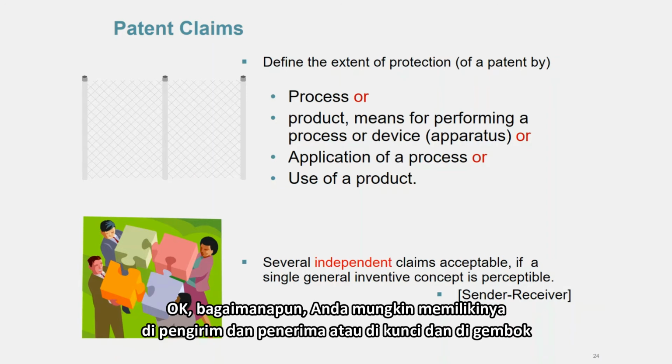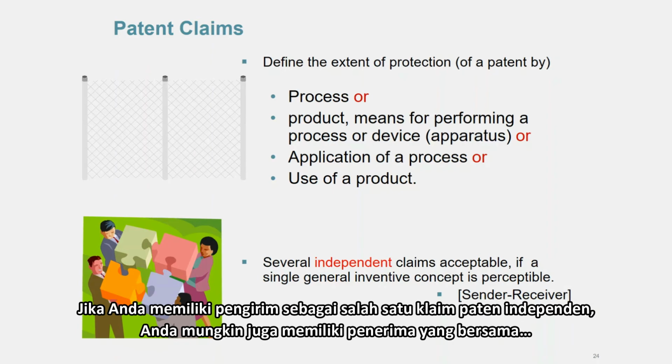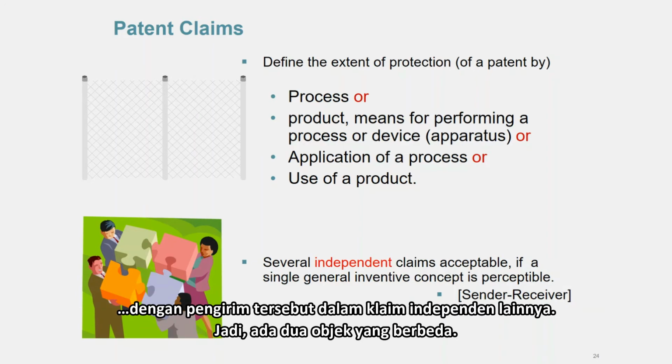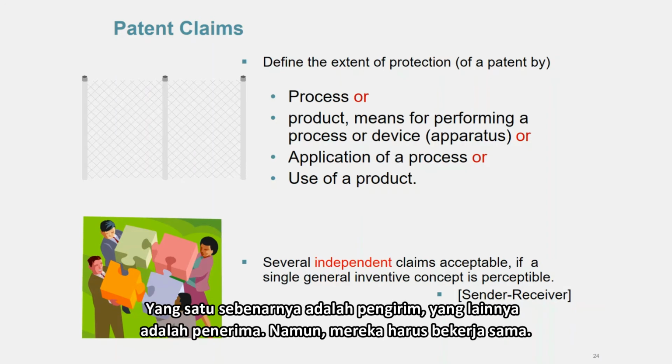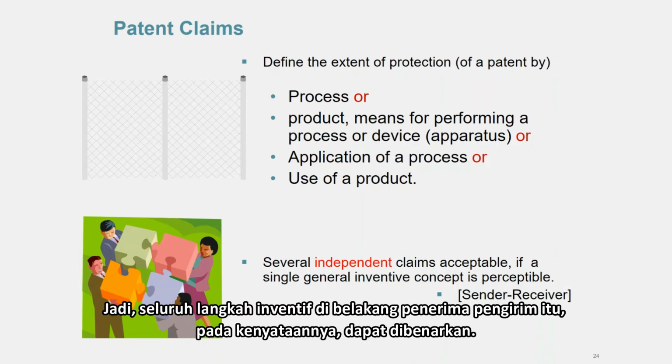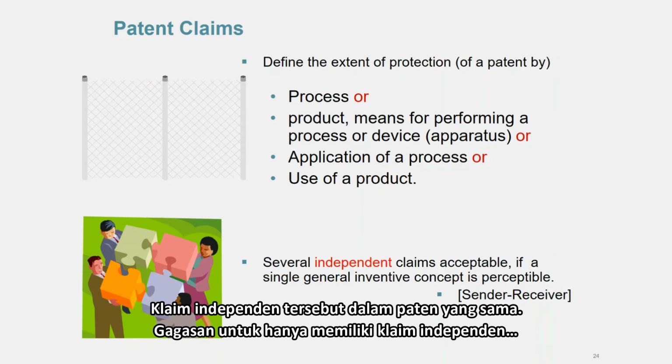However, you might have that in a sender and a receiver, or in a key and in the lock. If you have a sender as one of the independent patent claims, you might have also the receiver, which goes together with that sender, in another independent claim. So there are two different objects. One is the sender, the other one is the receiver. However, they have to work together. So the whole inventive step behind that sender and receiver, in fact, justifies having those independent claims in the same patent.